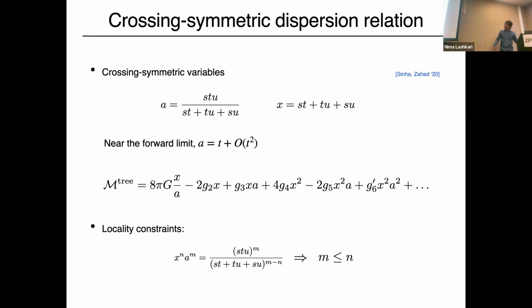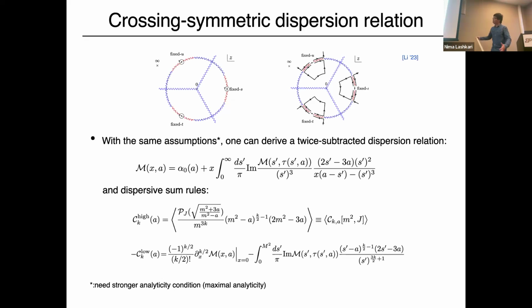And so this is what the amplitude looks like, and then you can also derive a dispersion relation in terms of these variables x and a. It takes a similar form. It's a bit technical, so maybe let me not spend too much time on this. One comment is that it follows from almost the same assumptions, but it requires a slightly stronger analyticity condition. So you would also want some analyticity even for complex t.